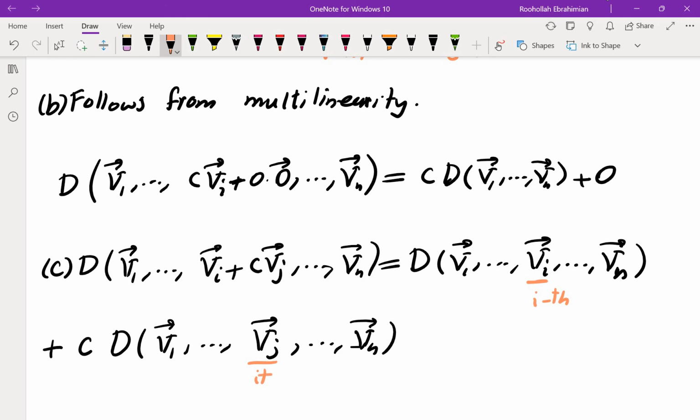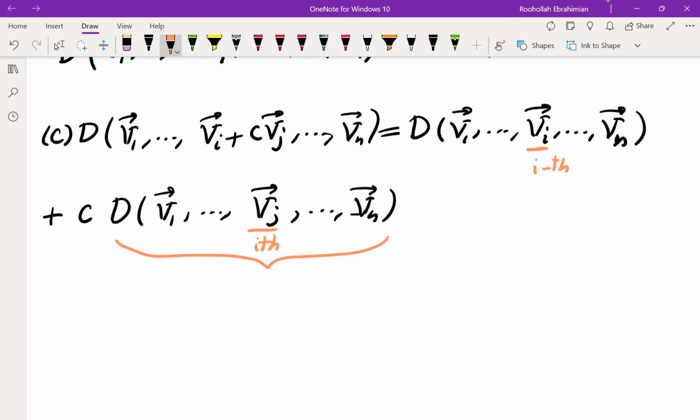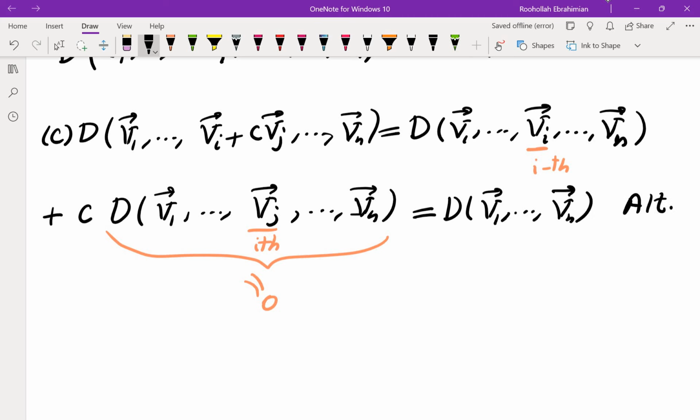This is also the ith position. So it means this guy is 0 because two of the rows are the same. The ith row and the jth row in this second D are the same. So this becomes 0 because of alternating. So this becomes D of V1 through Vn, which is exactly what we wanted to prove. So we use linearity here, and then we're using alternating here. So this is multilinearity, linearity with respect to the ith row, and then alternating tells you that one of those D's is going to be 0. And just to be careful, this is not determinant yet. We haven't really defined determinant yet.